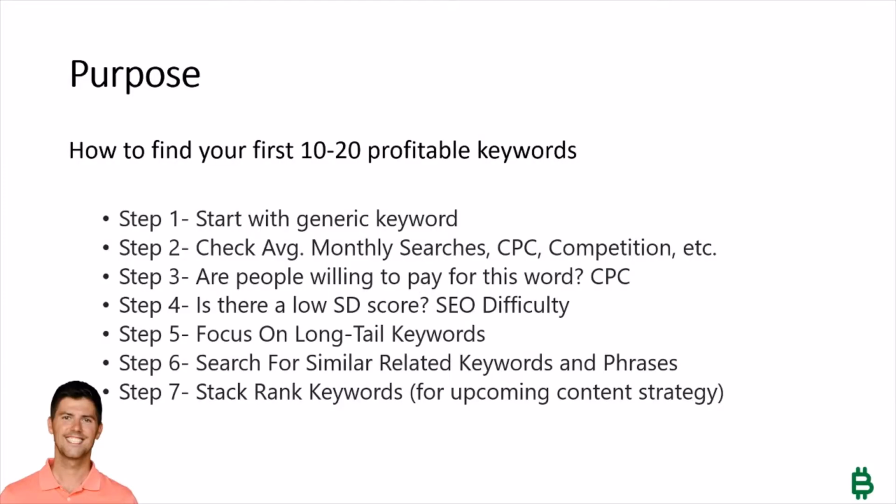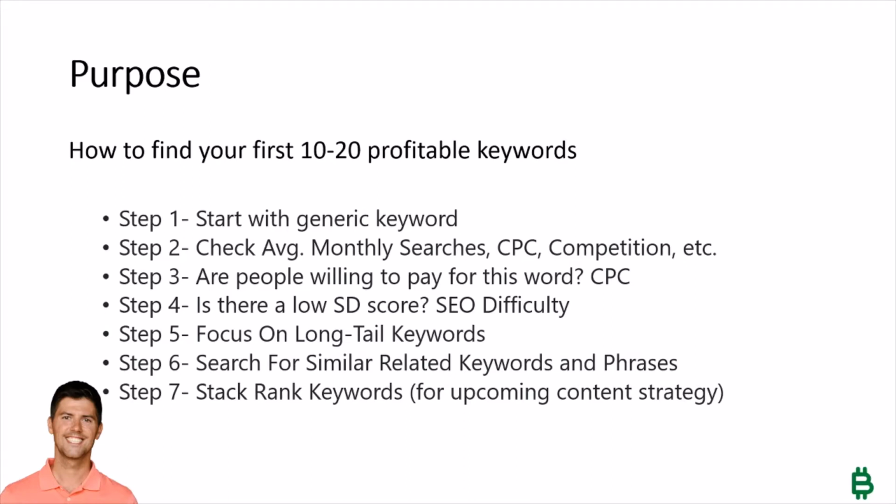Okay, so let's head back over to our PowerPoint deck and just recap what we just learned. So we're trying to find our top 10 to 20 profitable keywords. We started off with our generic niche, and we started analyzing the data around the related keywords around monthly searches, cost per click, what the competition looks like, etc. We checked to see if people were willing to pay for that word based on cost per click, whether or not there was a low SEO difficulty so we could compete quickly and get moved up in the Google rankings and all search engines quickly and efficiently.